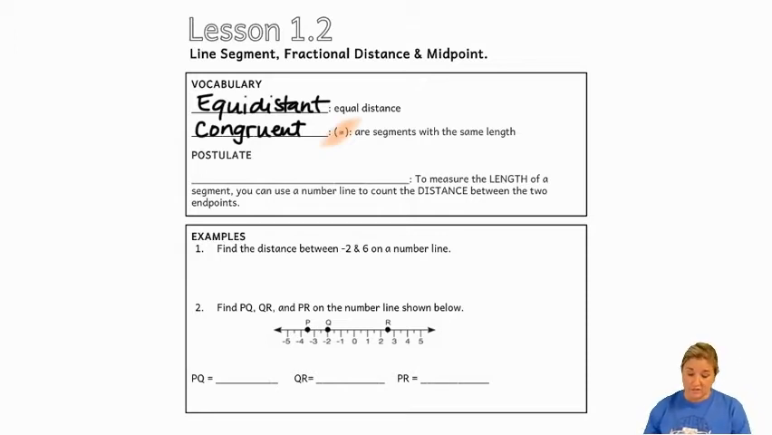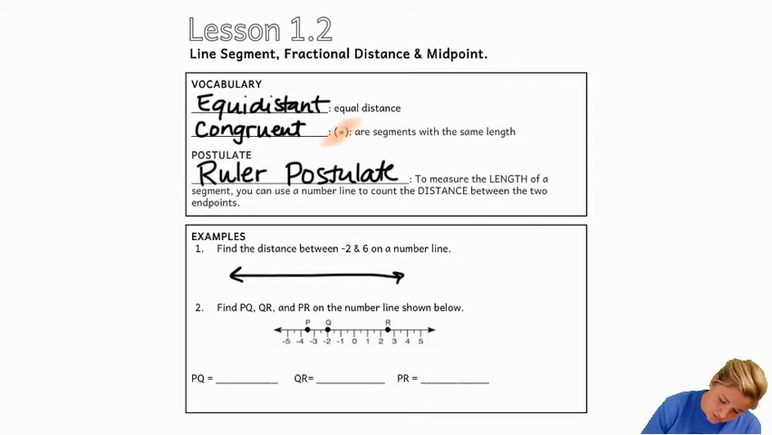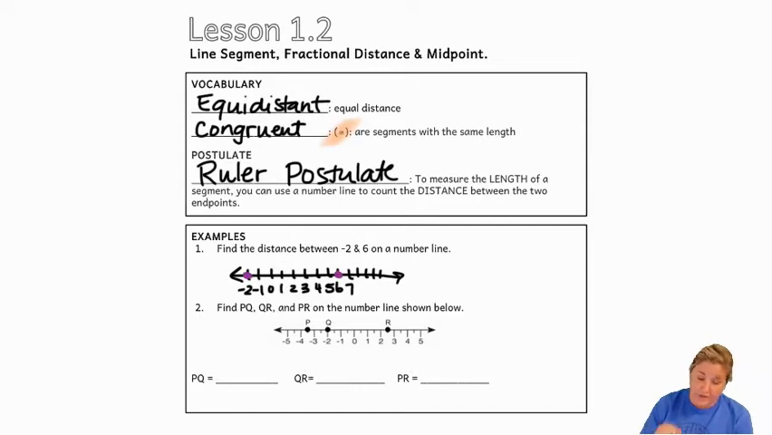This is the ruler postulate. Measure the length of a segment. You can use a number line to count the distance between the two endpoints. So if we were to find the distance between -2 and 6 on the number line, you would draw your number line here and label it off. Then I can put my 2 points on there, -2 and 6, and count the distance in between: 1, 2, 3, 4, 5, 6, 7, 8. So the distance between -2 and 6 on the number line is 8.